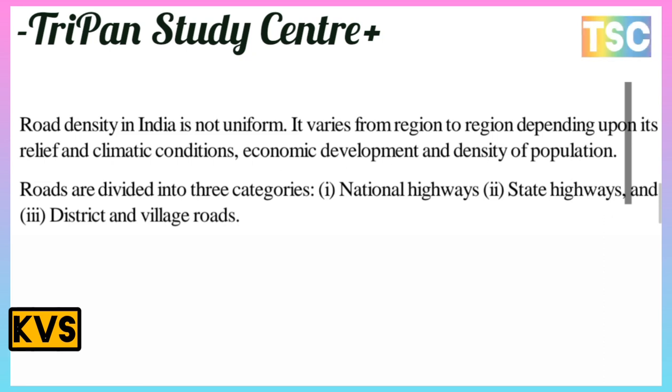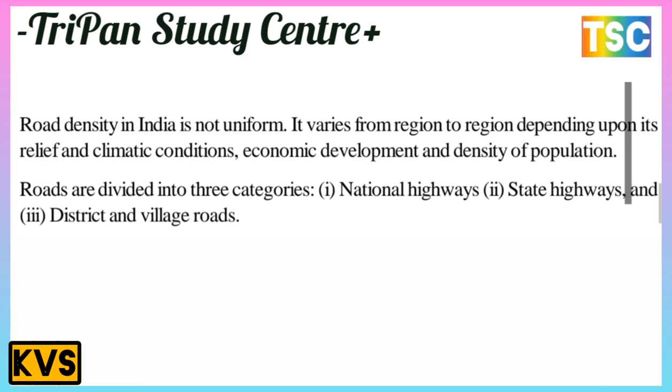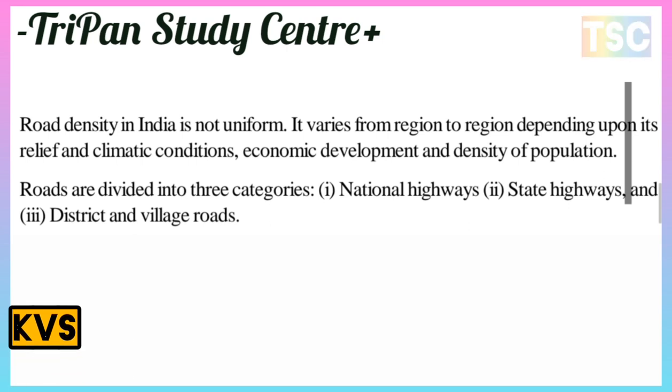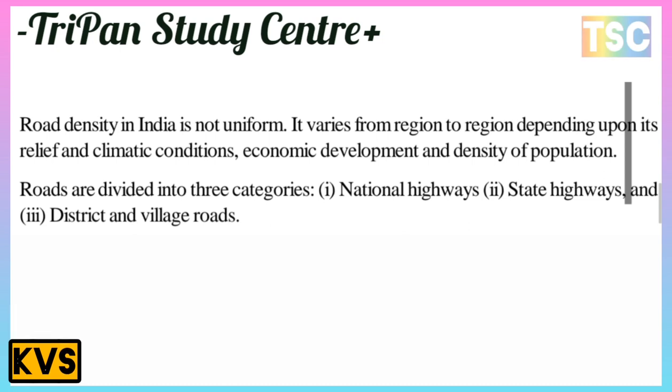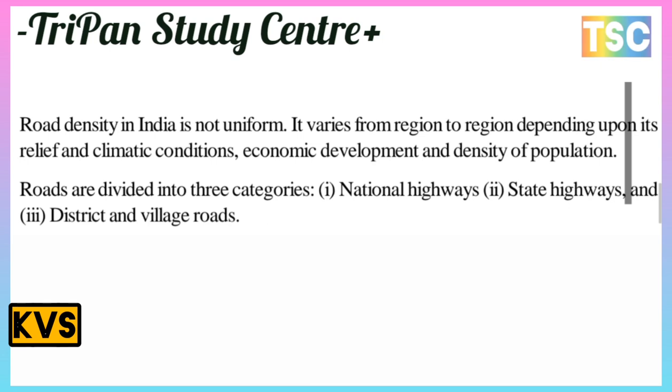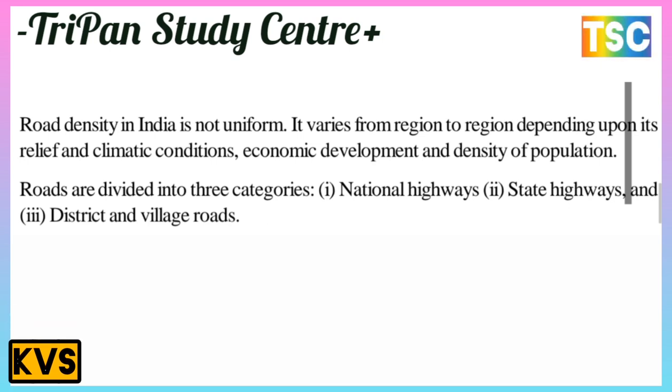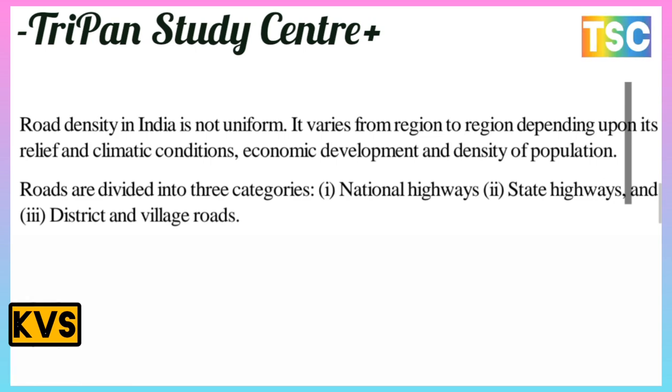The road density in India is not uniform. It varies from region to region depending upon relief and climatic conditions, economic development and density of population. The roads are divided into three categories. First of all, national highways. Second, state highways. And third, district and village roads. This is the most important division of roads into categories: national, state, and district and village roads.